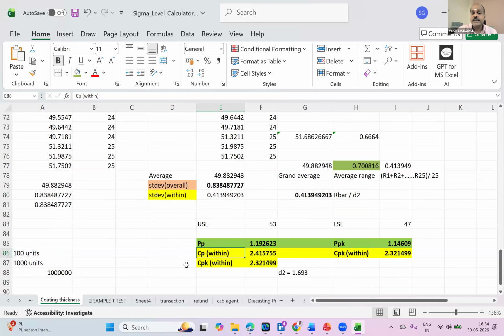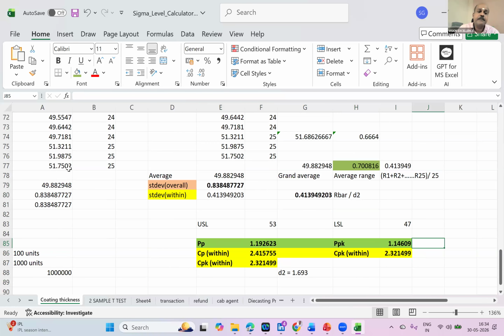Can you see here, all of you? CP is how much? 2.41. CPK is how much? 2.32. But PP is how much? 1.19. PPK is how much? 1.14. What do you understand? Your PP, PPK are smaller compared to CP and CPK.